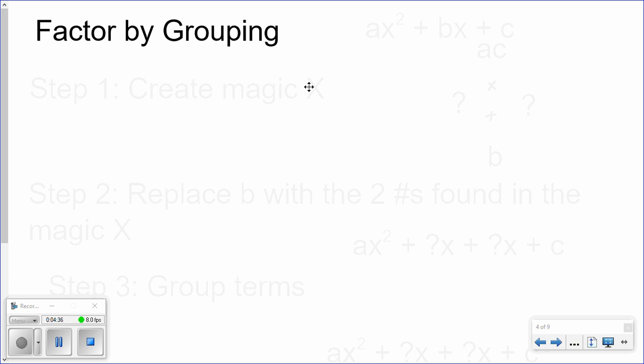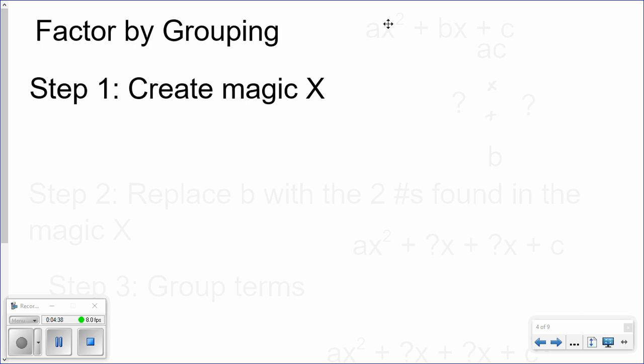So step 1 is to create what I call a magic X. Okay, and you're going to hear me use that all the time.